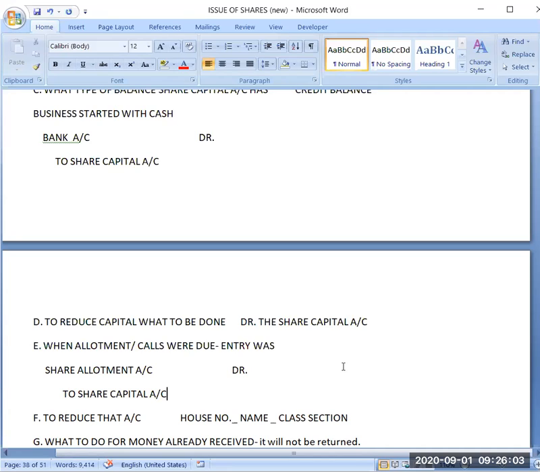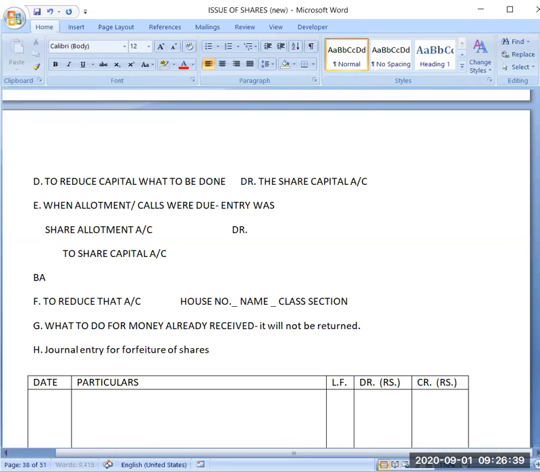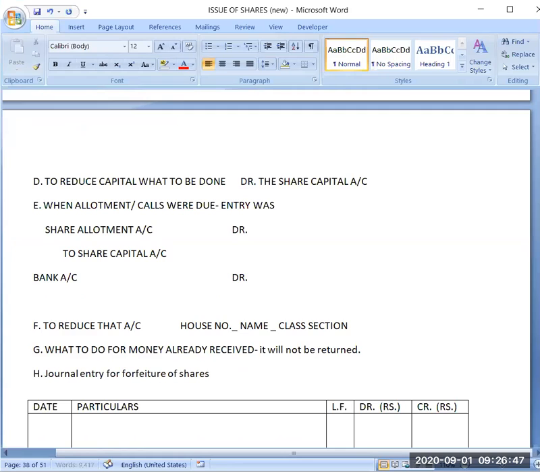Now when I receive the allotment money, what is the journal entry for that? Yes, very good. It will be bank account debit to share allotment account. So the next entry after this is: bank account debit to share allotment account. So this is the journal entry for receiving the allotment money.